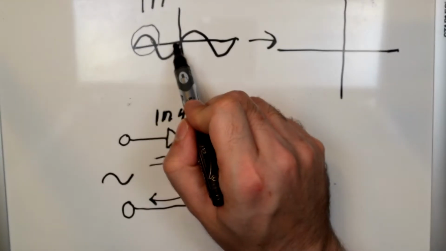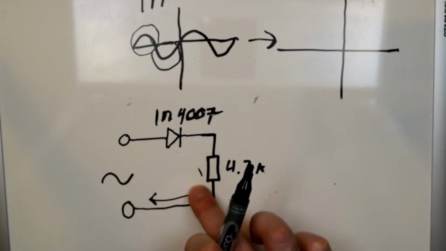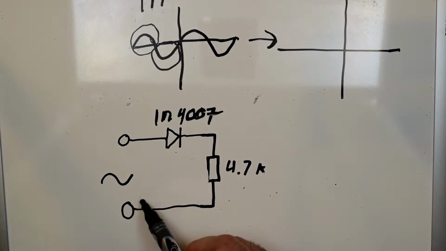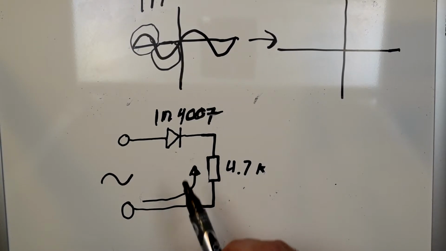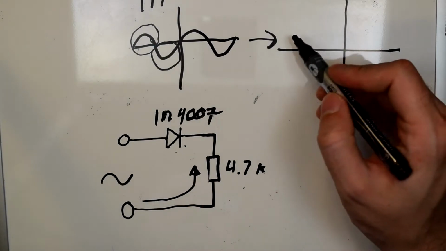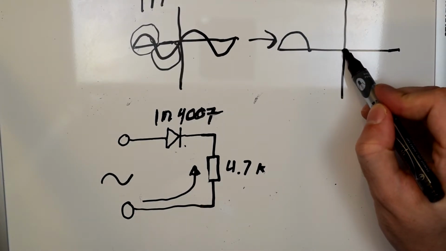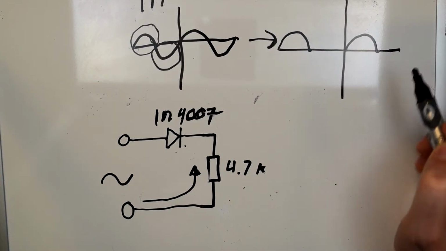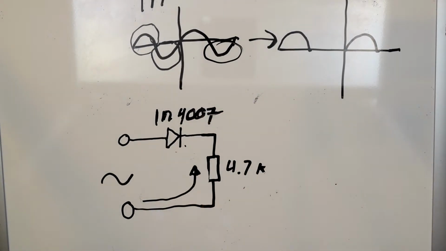Now what happens when the waveform goes negative? Well, in that case, current is wanting to go this way, but it can't because of the diode. So what's going to happen is we're going to get a waveform that looks a little bit like that, because the troughs of the AC waveform aren't going to be allowed to flow through the circuit.